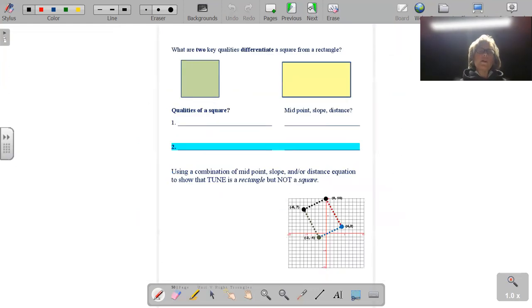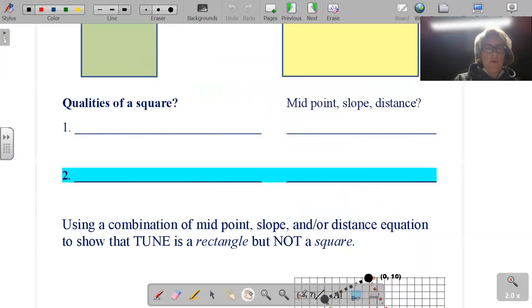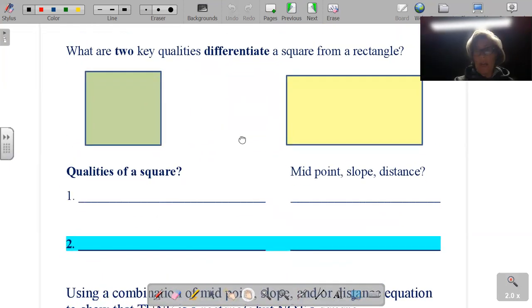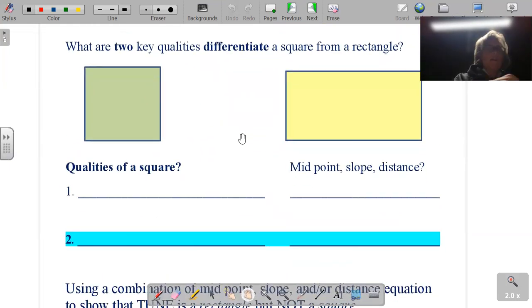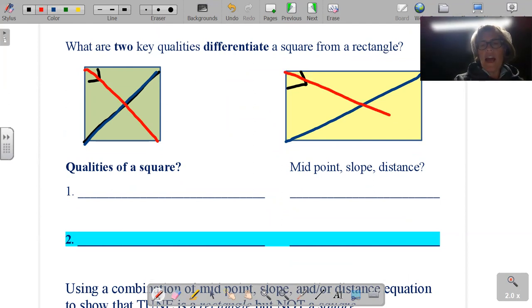Next, we're going to differentiate between a square and a rectangle. First you have to think about what makes them the same, because we're trying to avoid that. We're trying to differentiate. So what do they have in common? Well, they both have right angles in common, and they both have congruent length diagonals. The blue and the red will be congruent in length. So they have that in common. So you're like, well, how do you tell the difference?